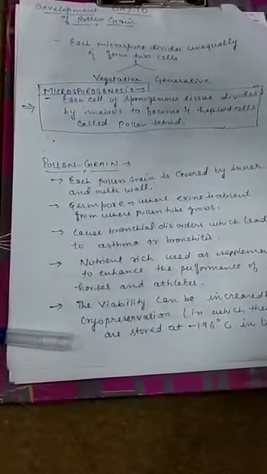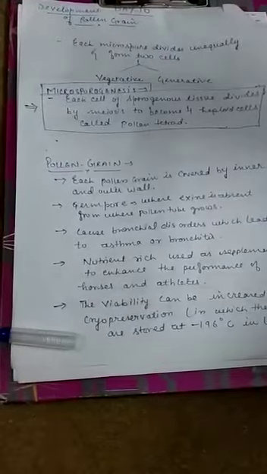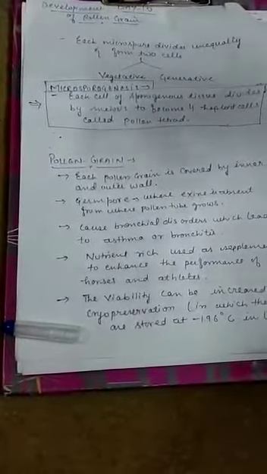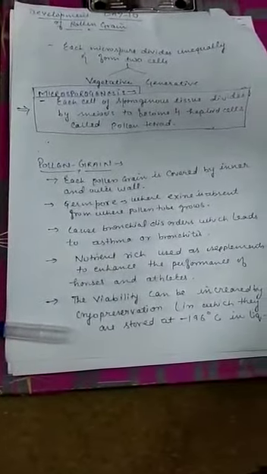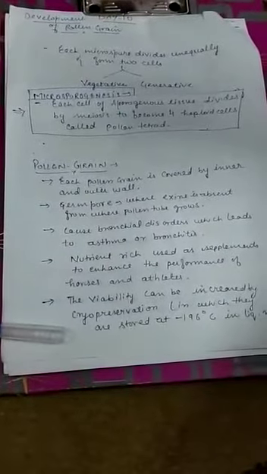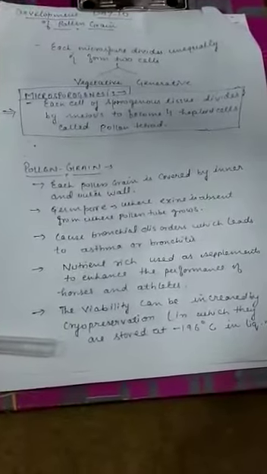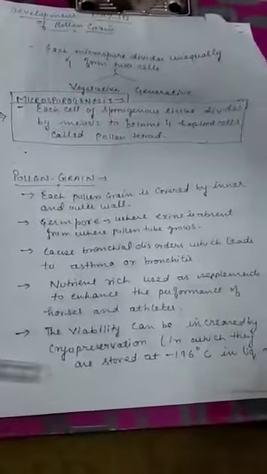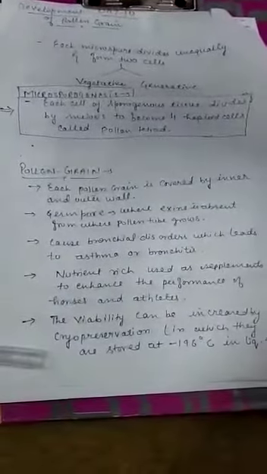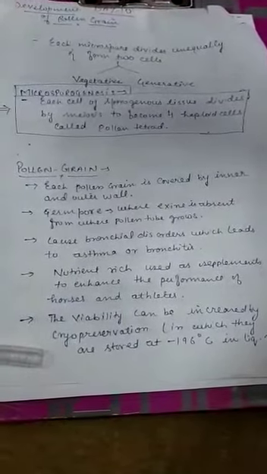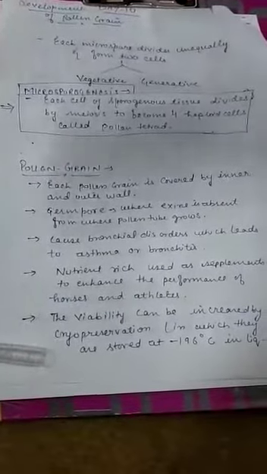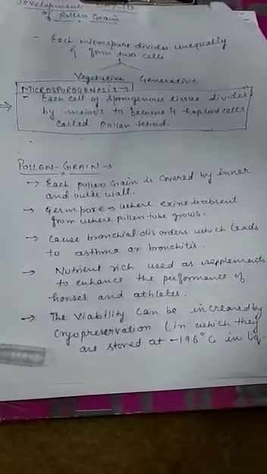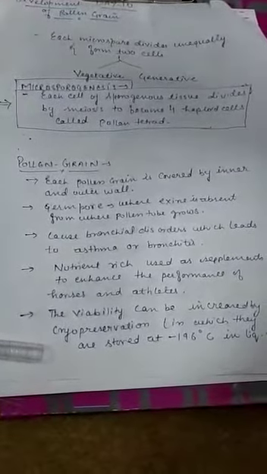Now, microsporogenesis. Microsporogenesis means development of pollen grains from sporogenous tissue. Each cell of sporogenous tissue, also known as microspore mother cell, divides by meiosis to become four haploid cells called pollen tetrad or microspores. Then there will be a further development of a pollen grain.